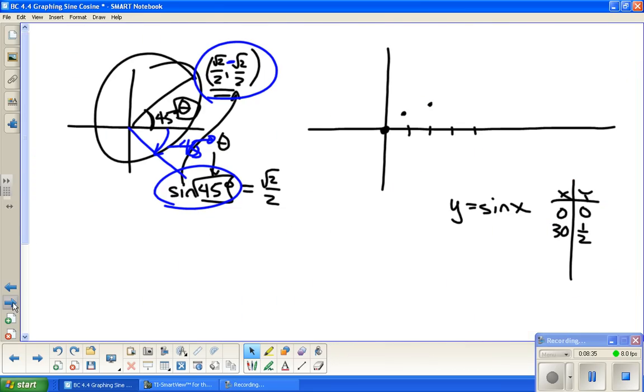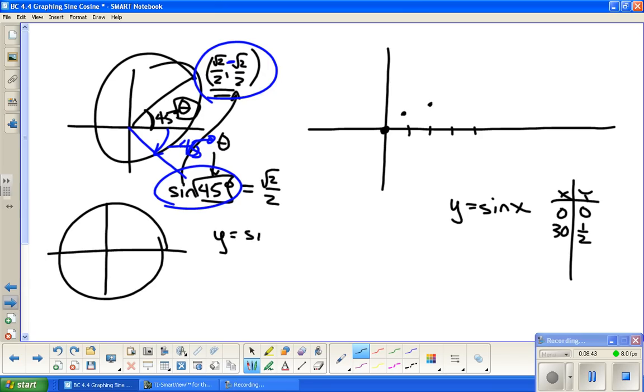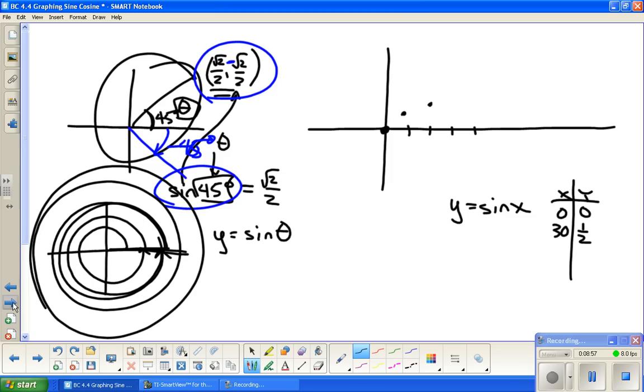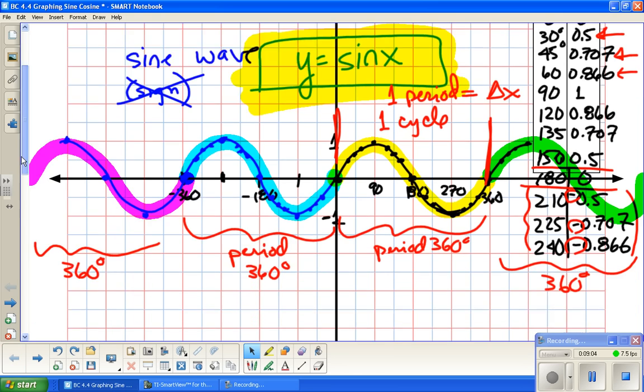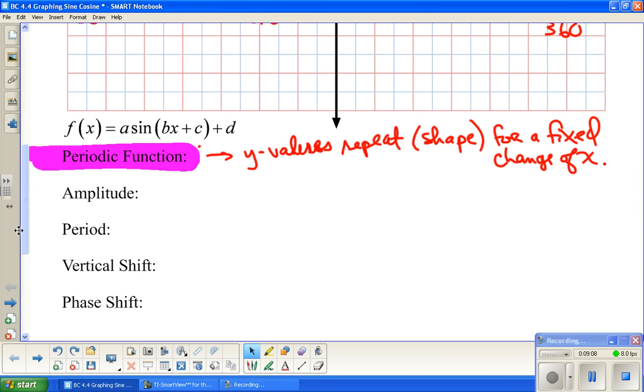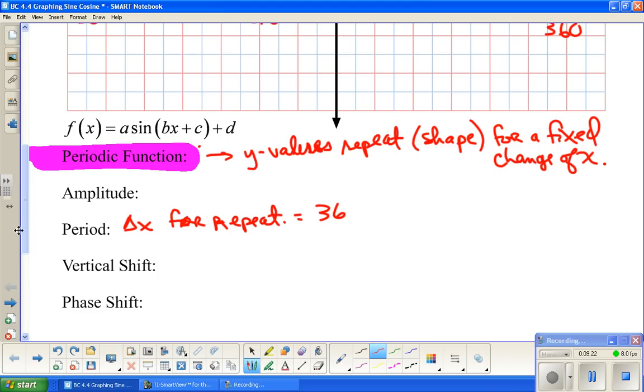That really shouldn't be a shock when we think about the unit circle. Remember on the unit circle, sine is like y. As we rotate around, when I get back to here, the y values start repeating because I'm going through those same angles. And when I get back around again, the y values still start repeating, over and over. So that's what happens with this. The period of a function is the change in x for the repeat to start. For the parent function, that is 360 degrees, also known as 2 pi radians.